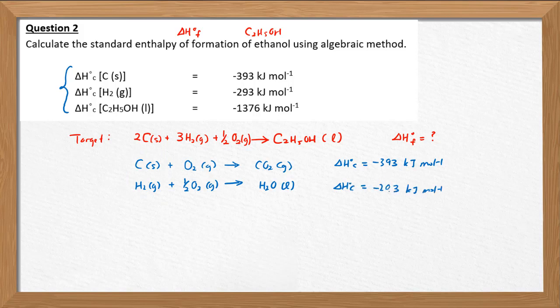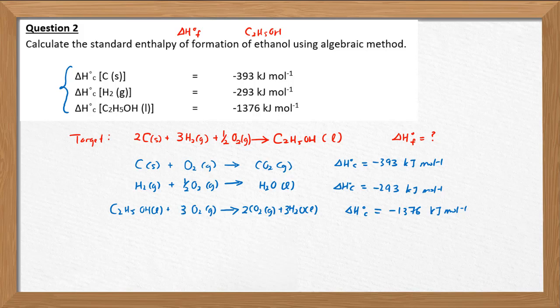All right, the last equation. When 1 mole of ethanol is combusted in oxygen, it produces carbon dioxide and water. The enthalpy of combustion is negative 1376 kilojoule per mole. So balance the equation, keeping ethanol as 1 mole. We have 2 moles of carbon dioxide and 3 moles of water.